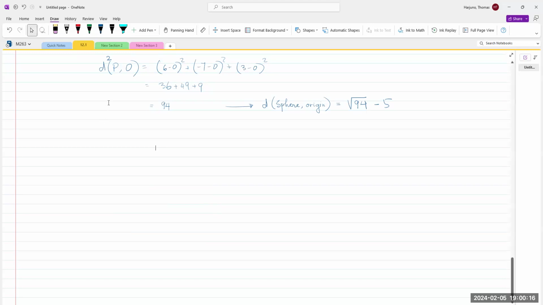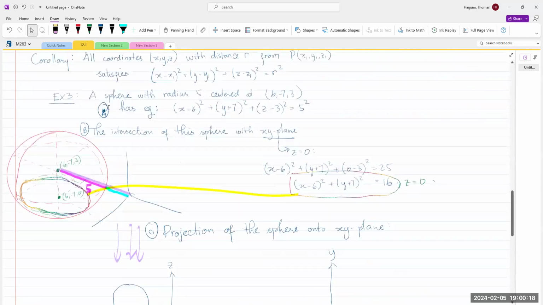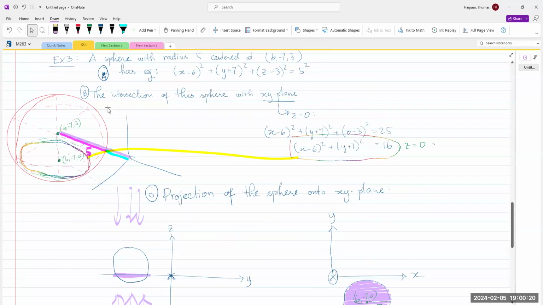So basically, if we look back here, what is the distance from the origin to that sphere? It refers to the one I marked in blue highlight. That's basically the length of the segment from the origin to the sphere, the closest point. Okay, now I will stop here.